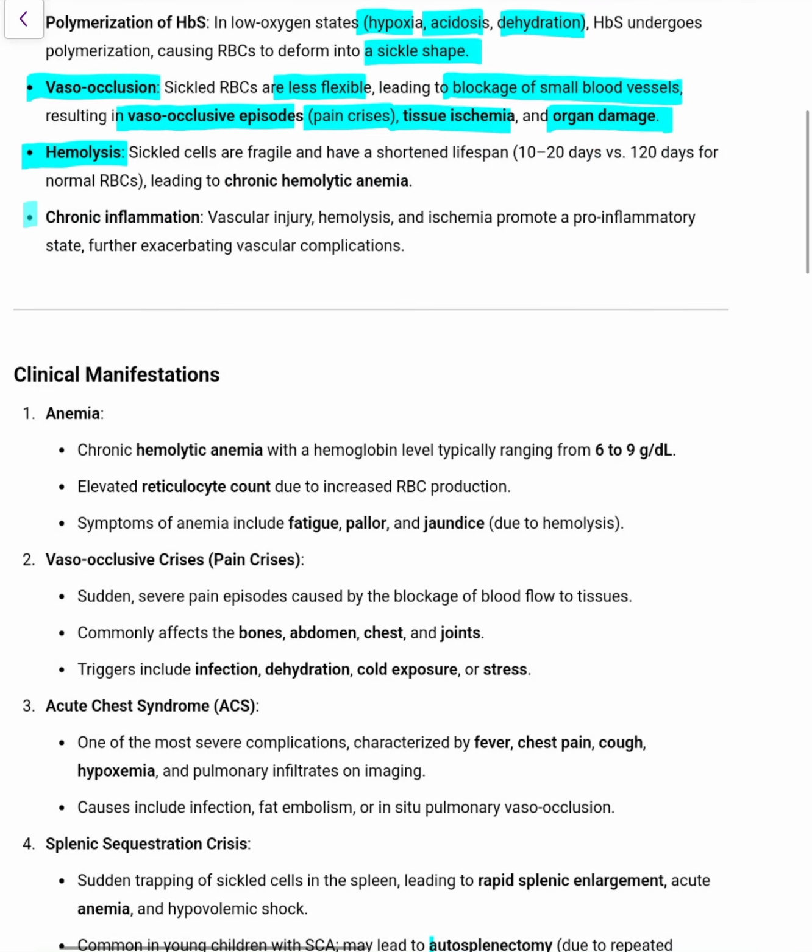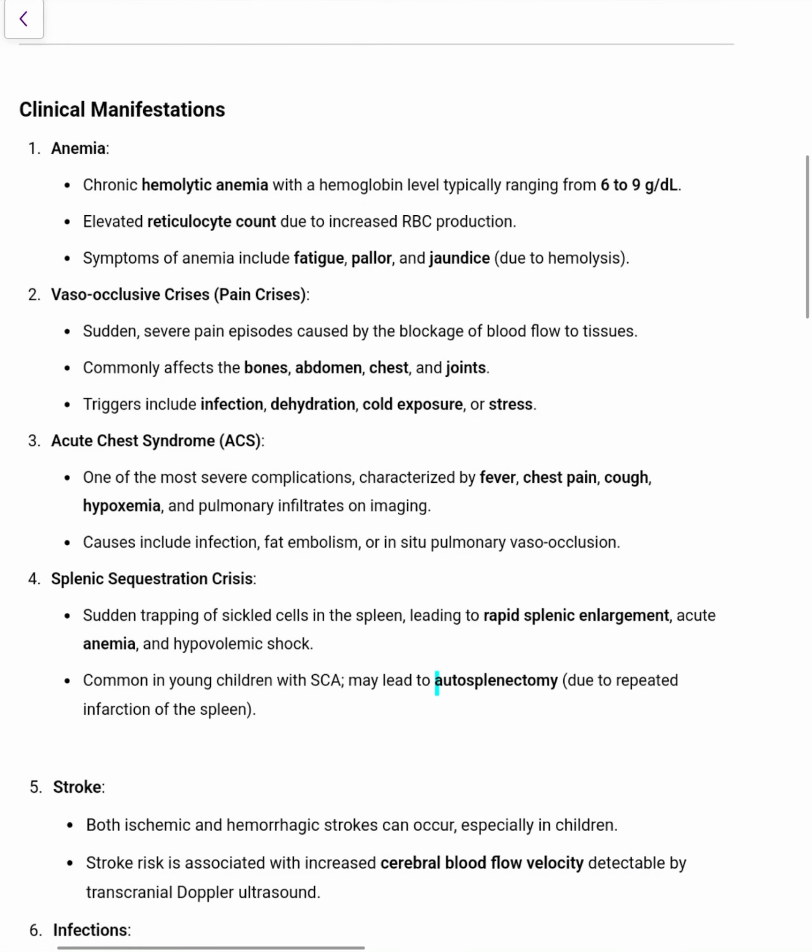Chronic inflammation, because there is continuous vascular injury, hemolysis, and ischemia happening, right? So it will promote a pro-inflammatory state. Further, it is like a vicious cycle, exacerbating the vascular complications. Now, what are the clinical manifestations? One is anemia, that is hemolytic anemia. So the patient will be having fatigue, pallor, and jaundice. Here they will be having reticulocytosis. Okay, the reticulocyte count will be increased as there is hemolysis going on.